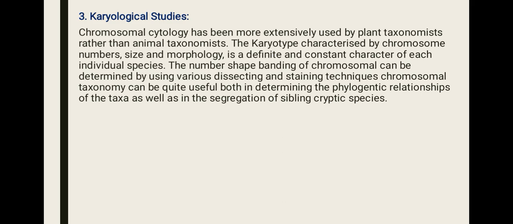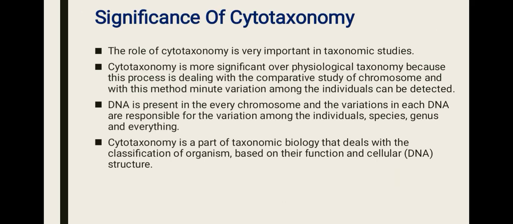Then karyological studies. Chromosomal cytology has been more extensively used by plant taxonomists than animal taxonomists. The karyotype, characterized by chromosome number, size, and morphology, is a definite and constant character of each individual species. The number, shape, and banding of chromosomes can be determined by using various dissecting and staining techniques. Chromosomal taxonomy can be quite useful both in determining the phylogenetic relationships of the taxa as well as the segregation of sibling cryptic species.